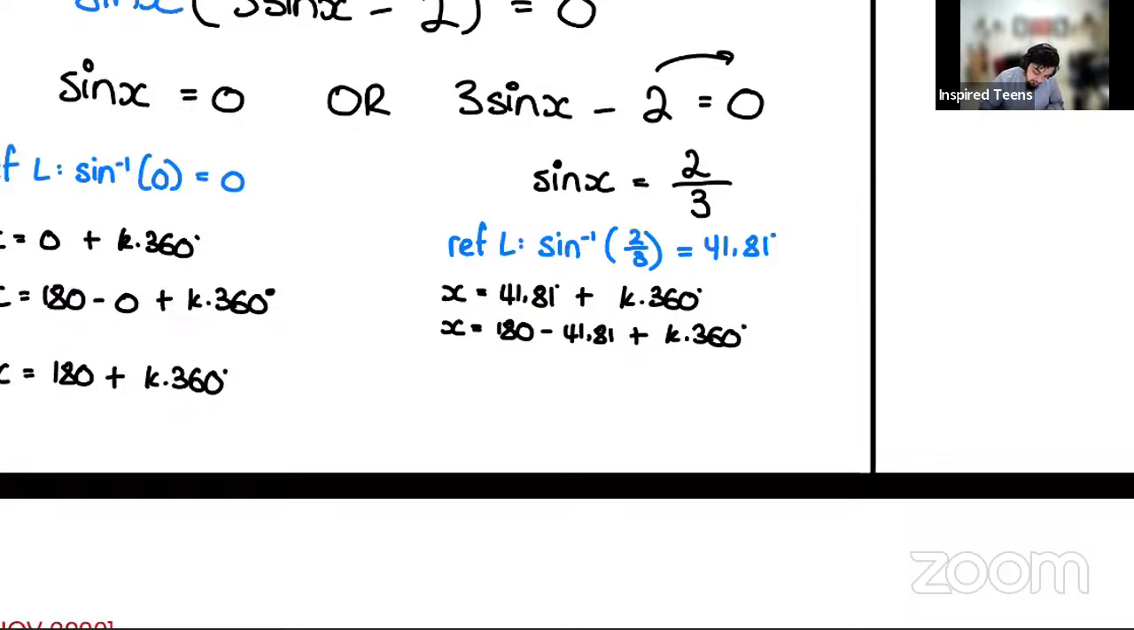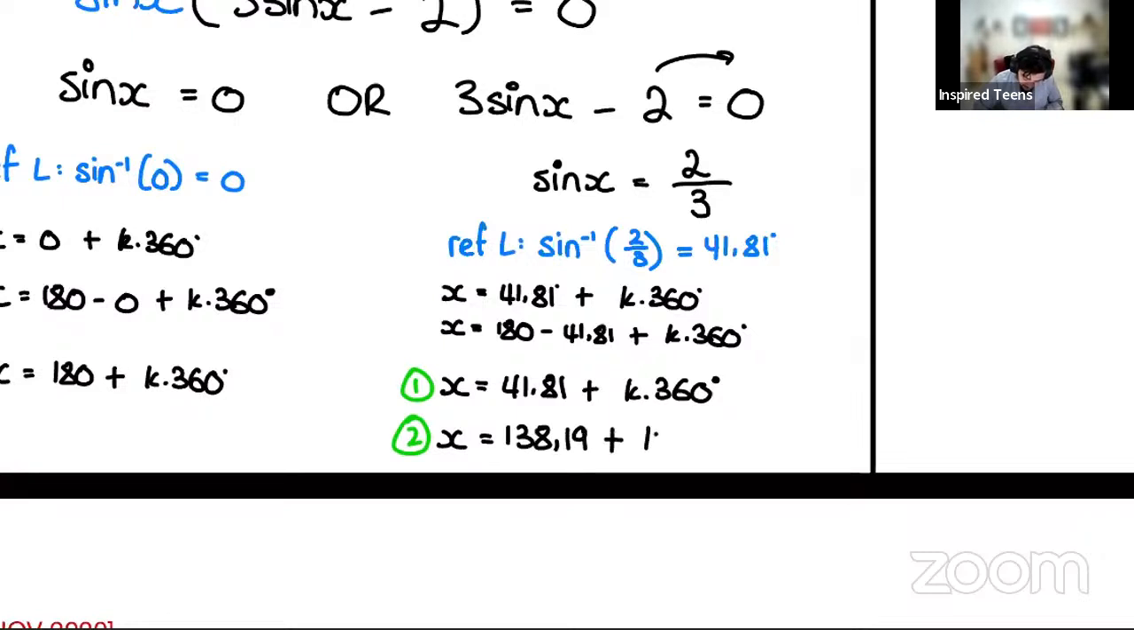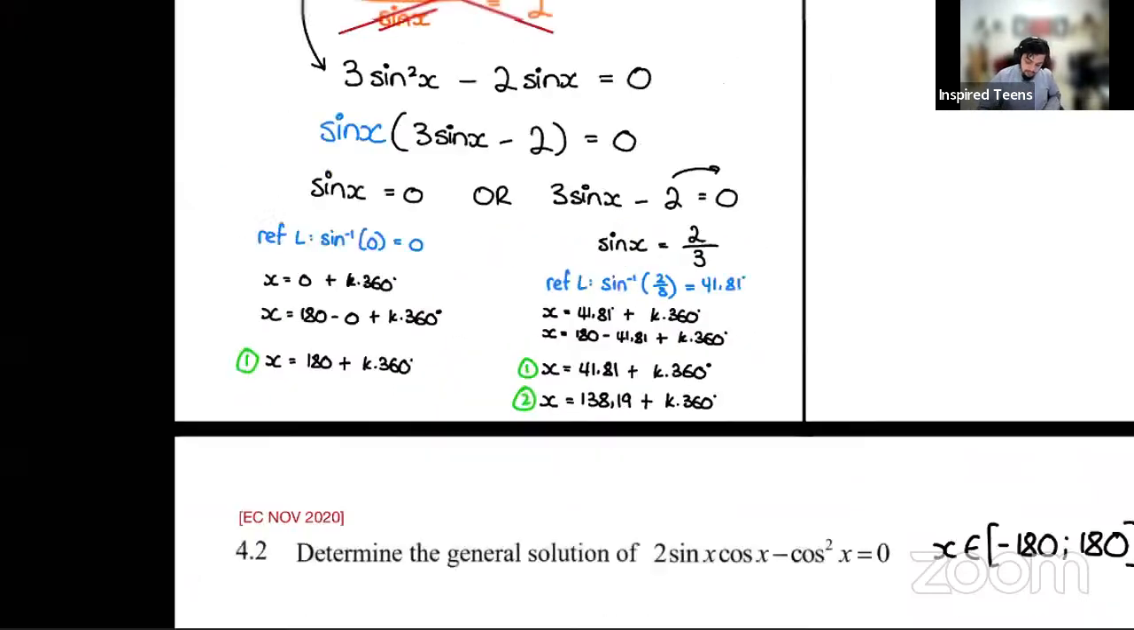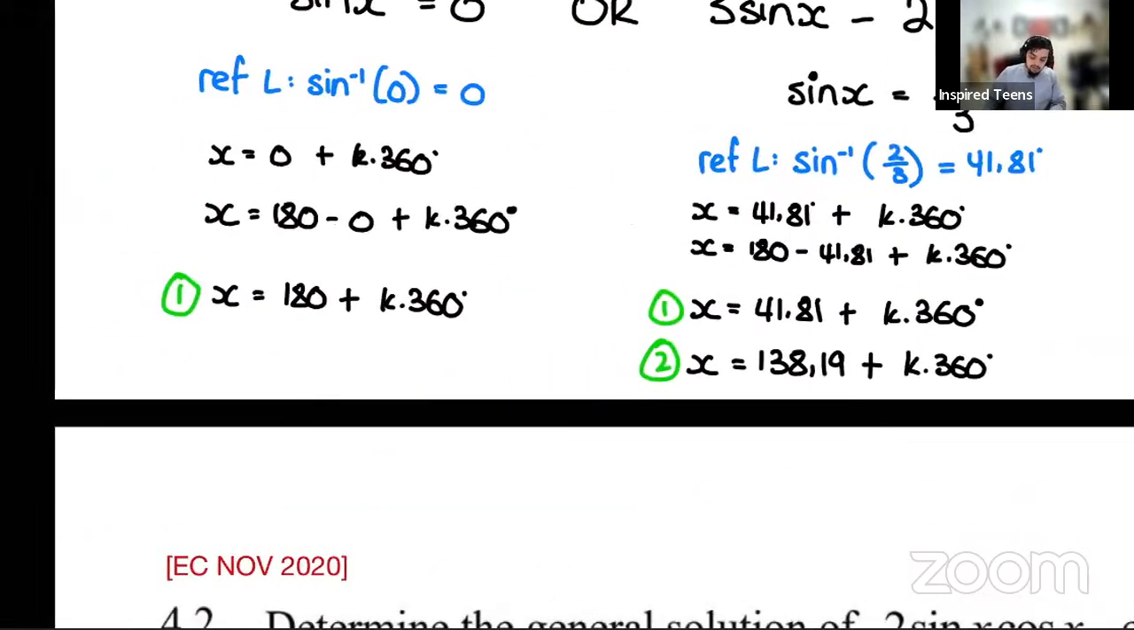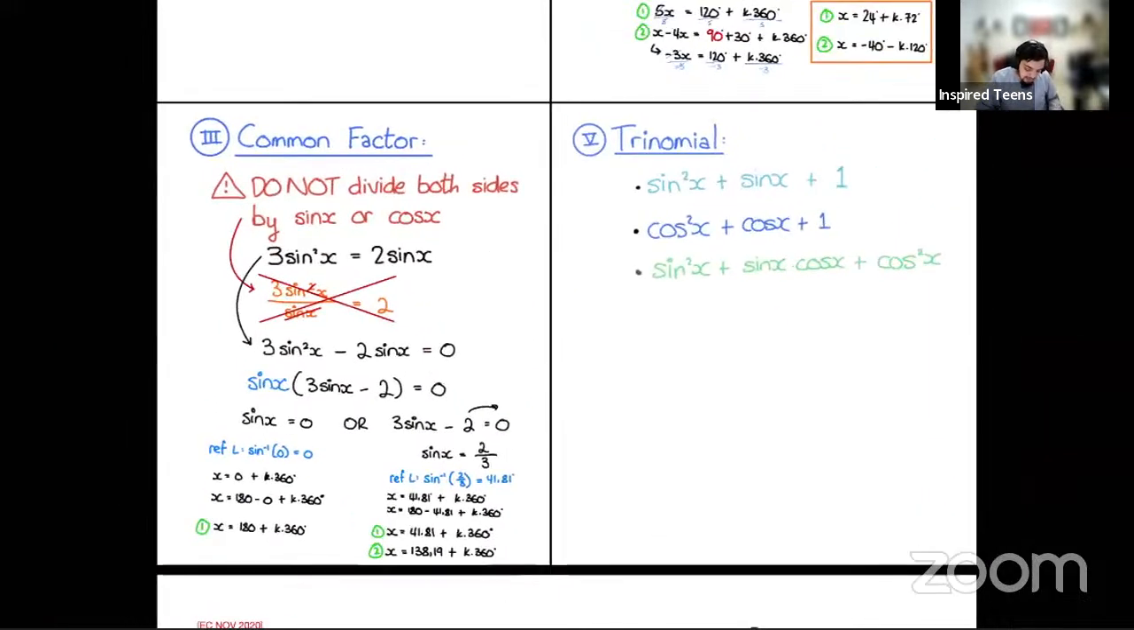So if I simplify, my final general solutions are x is equal to 41,81 plus k times 360, and my second general solution is x is equal to 138,19 plus k times 360. If any values are incorrect, please correct me, if you guys are still awake. Okay, and that's the simplified versions of our general solutions. So that's step number 3, taking a common factor.